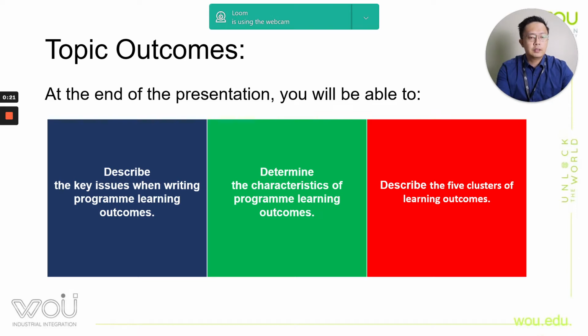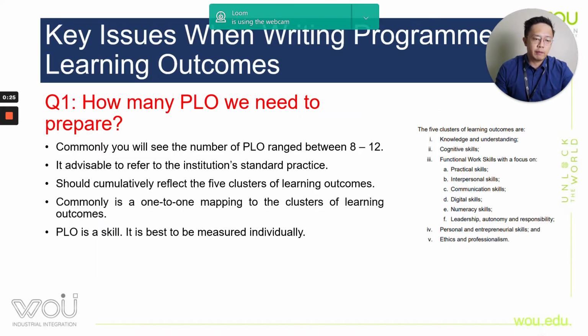Okay, so let's go to the first key issue that normally people will encounter when writing the program learning outcome. The first key issue: how many program learning outcomes do we need to prepare? For example, for program educational objectives, PEO, we know that we need to prepare around 3 to 5 PEO for each program. Then for PLO, normally we will prepare 8 to 12 PLO accordingly.